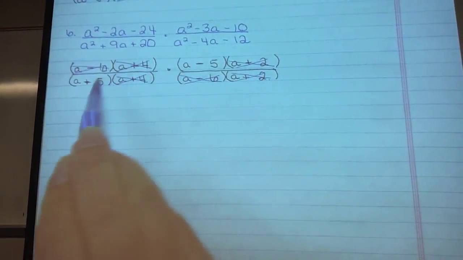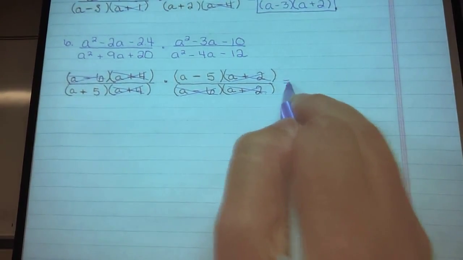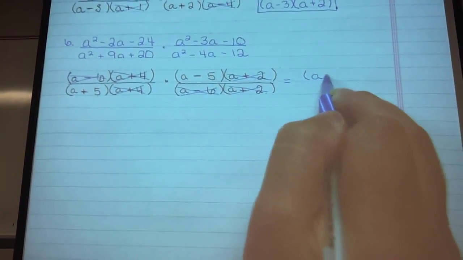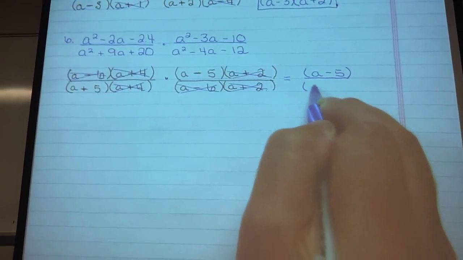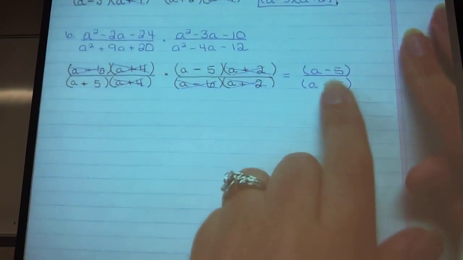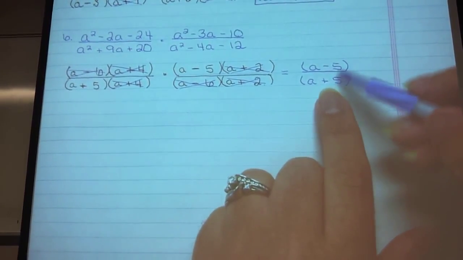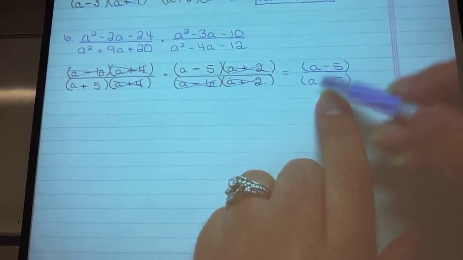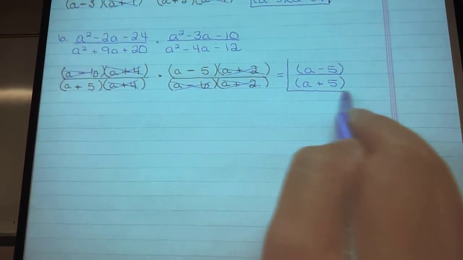Here, these do not cancel. One's a negative, one's a positive. They don't go together. So on top, I still have an a minus 5. And on the bottom, I still have an a plus 5. Again, remember, these two on top are connected. These two on bottom are connected. They cannot cheat on each other and try to cross out the 5s and cross out the 8s. It does not work like that. So that is your final answer.